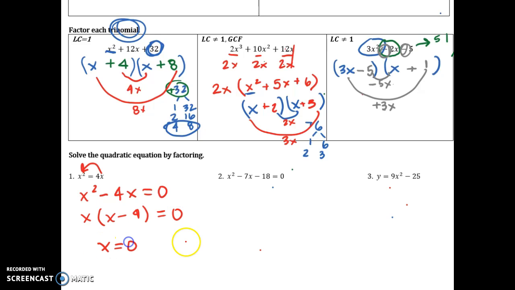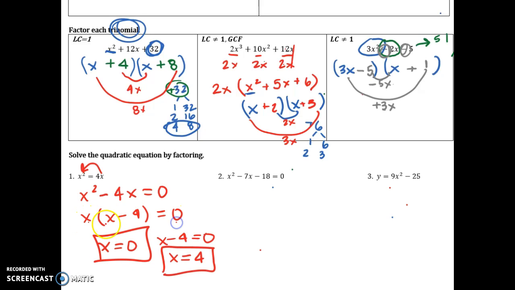Whenever you solve by factoring, you set each factored portion equal to 0. So your two answers, in this case, are x equals 0 and x minus 4 equals 0, which when I add 4 to the other side, I get 4.